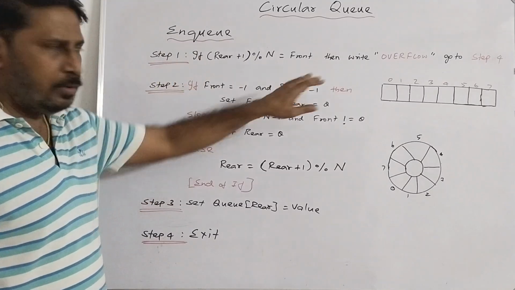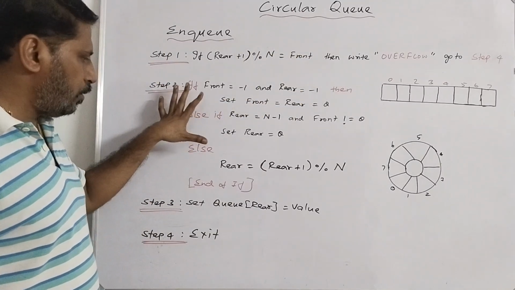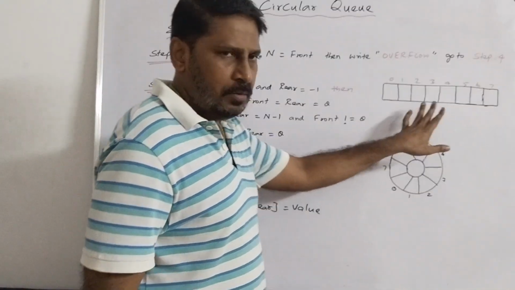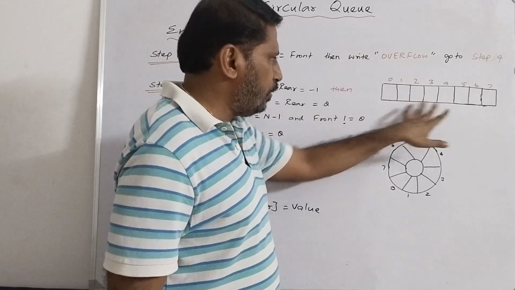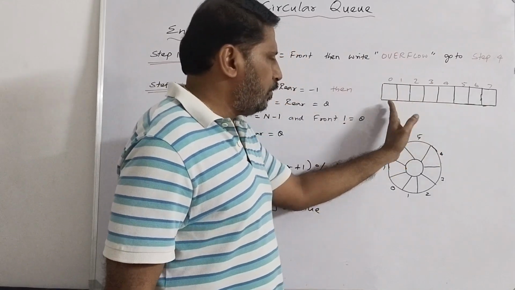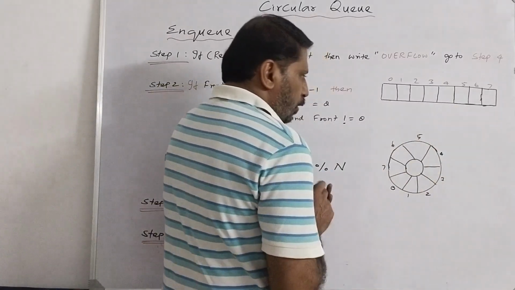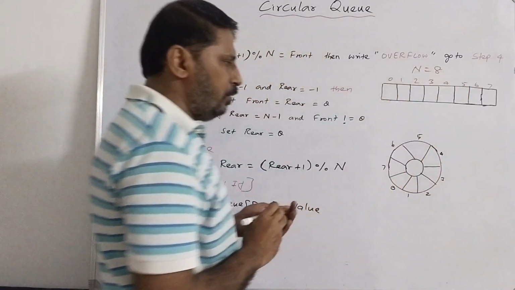Enqueue operation in a circular queue. Okay. So before we see the algorithm, I want to tell you one example. This is the example which is given here. The array position is 0 to 7. So here the n value is 8.